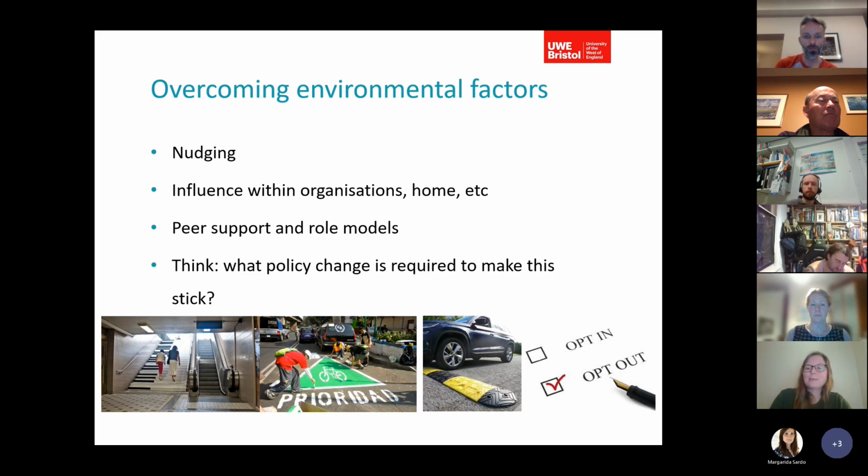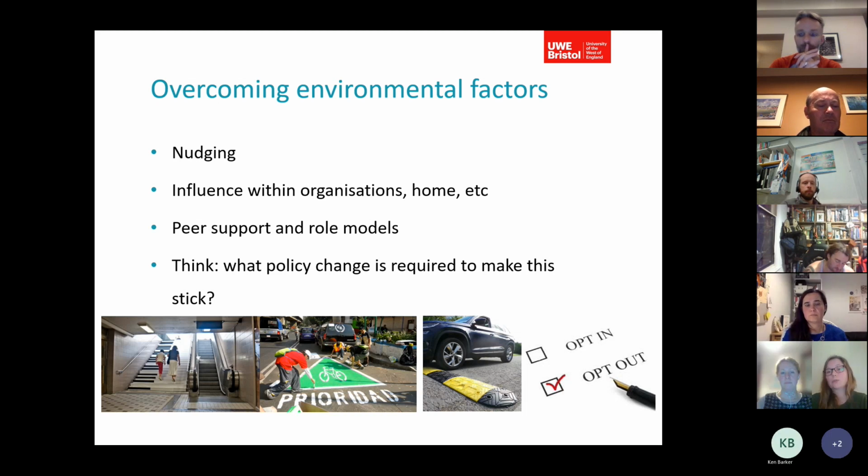And then all along, thinking about what policy change is required to make this stick. So at the work example, maybe it's around reducing the number of car spaces, or it's about providing more infrastructure to support people to take more active forms of travel. So you've got to think all along when you're doing these engagements, what are those next steps? If we don't, then we might not get to that final stage of institutionalizing the behaviours that we want to see.